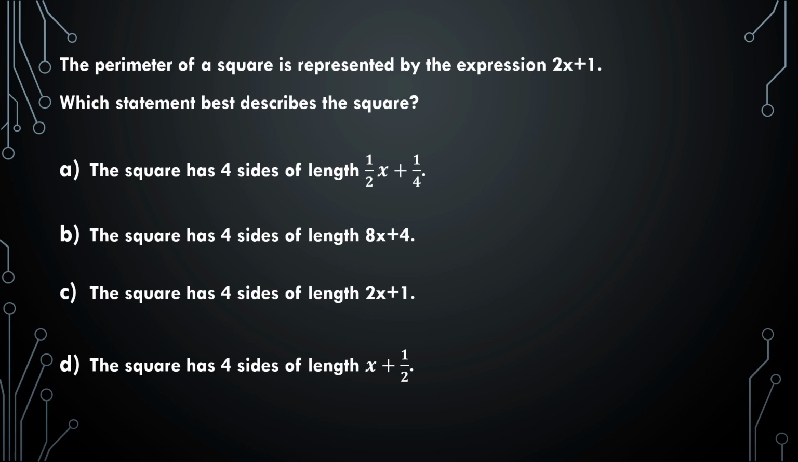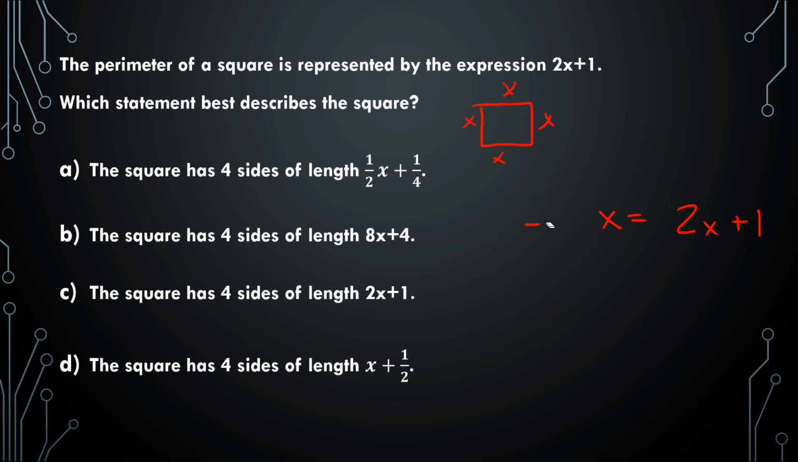Our next question says the perimeter of a square is represented by the expression 2x plus 1. Which statement best describes the square? Here, if I read through my answer choices, I'm asked to find the different side lengths, right? And a square has all 4 side lengths that are the same because it's a square. So whatever one side is, all the rest of them are going to be the same. Remember that when you're finding the perimeter, you're adding all 4 sides together. So if I take this x and add it to this x and add it to this x and add it to this x, I will get this 2x plus 1. Okay, so I'm taking all 4 of these that are the exact same, and I'm adding them all together, and it's going to give me this 2x plus 1.